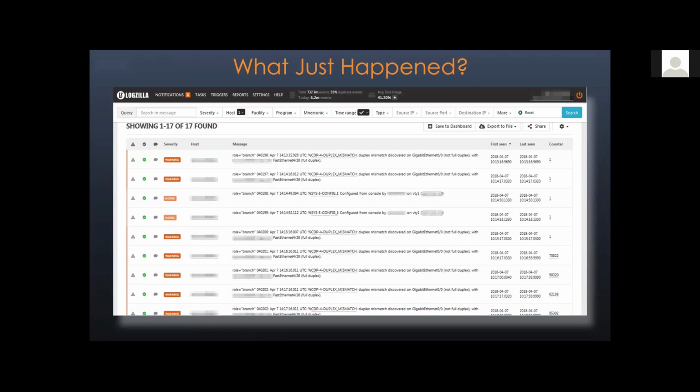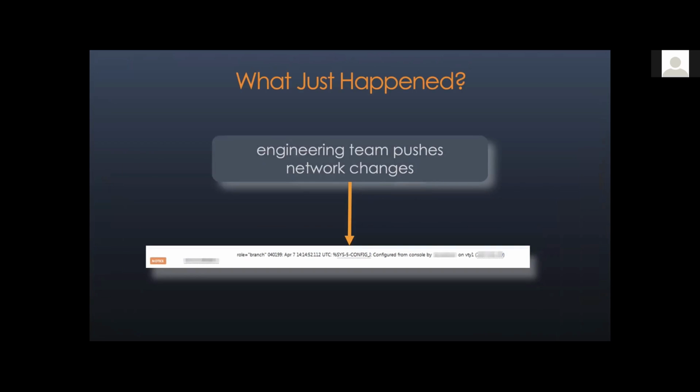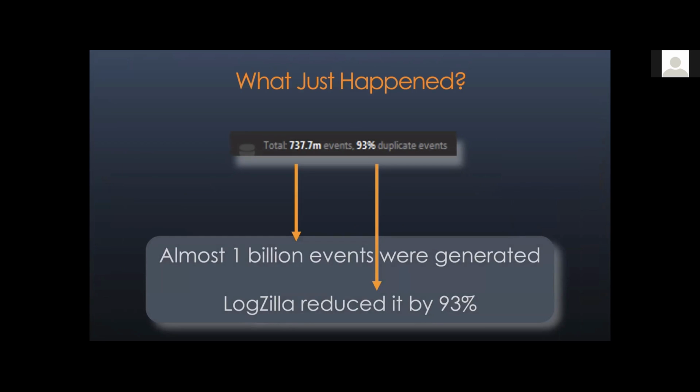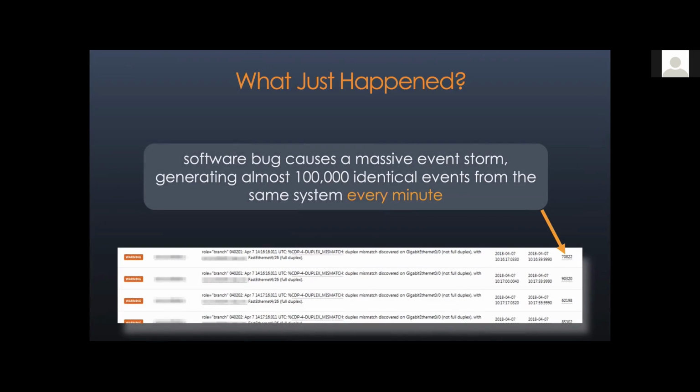So we're going to take a quick look at a data storm. This is a real screenshot from a real customer. You can see some stuff blurred out. Their engineering team had pushed out a change. And shortly after, 1 billion events got generated. And you can see here it's one device, 70,000 events in 1 minute, 90,000, 62,000.